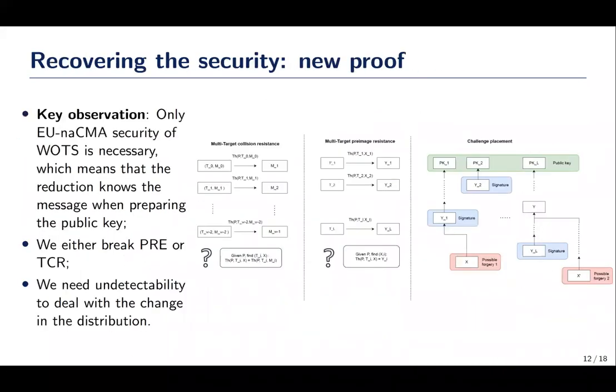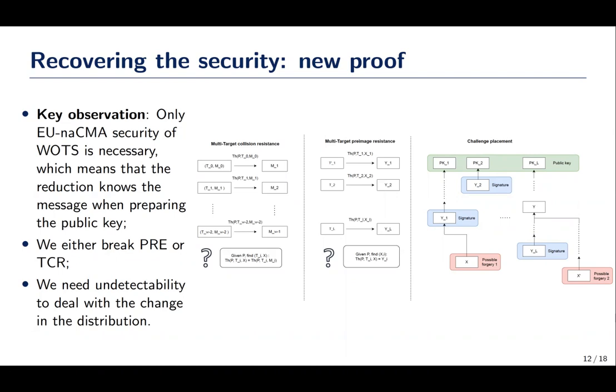So yes, the key idea that helped us to obtain a tight security proof was to observe that what's used to sign the roots of the Merkle trees in the SPHINCS structure. So the adversary doesn't have any control on those values. And that's why we can prove the security of WOTS in a weaker model, which is called UNACMA. In this model, the adversary has to perform all the signing queries before he sees the public key. So in this case, we don't have to guess anymore. We place preimage challenges for each position in the chain.